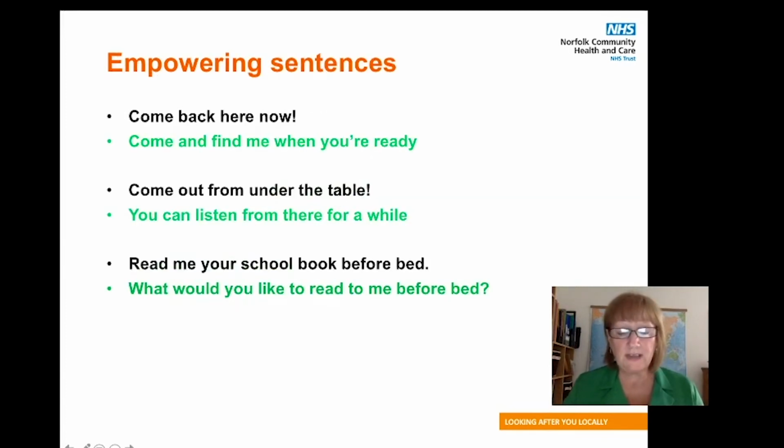Empowering sentences are linked to the key principle of choose your battles, which we spoke about in the last session. Children who have no control over what they can do are anxious children. Try to reduce the number of demands which give them none of the power, and increase statements which share the power with them a little bit. Now, clearly, when your child is running towards the dual carriageway, "come back and find me when you're ready, dear" is not the correct response. But there will be times where you can use that instead of "come back here now."